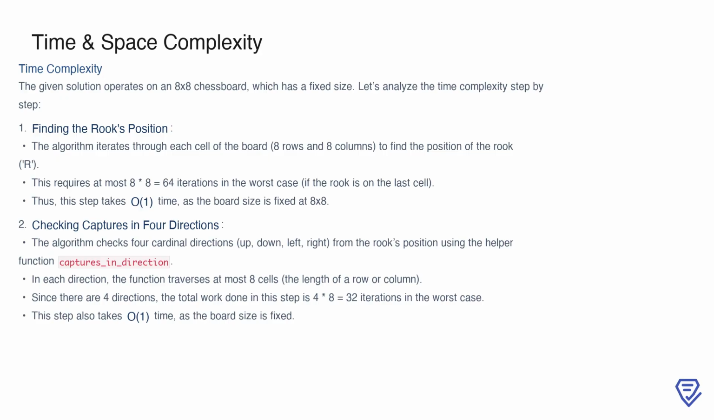Next, we evaluate the rook's potential captures in 4 directions: up, down, left, and right. For each direction, we traverse a maximum of 8 cells, which is the length of a row or column. With 4 directions, this results in at most 32 iterations, which again is a constant number. Therefore, this step also takes O(1) time. Together, these operations ensure that the time complexity remains O(1), as the board size does not scale.